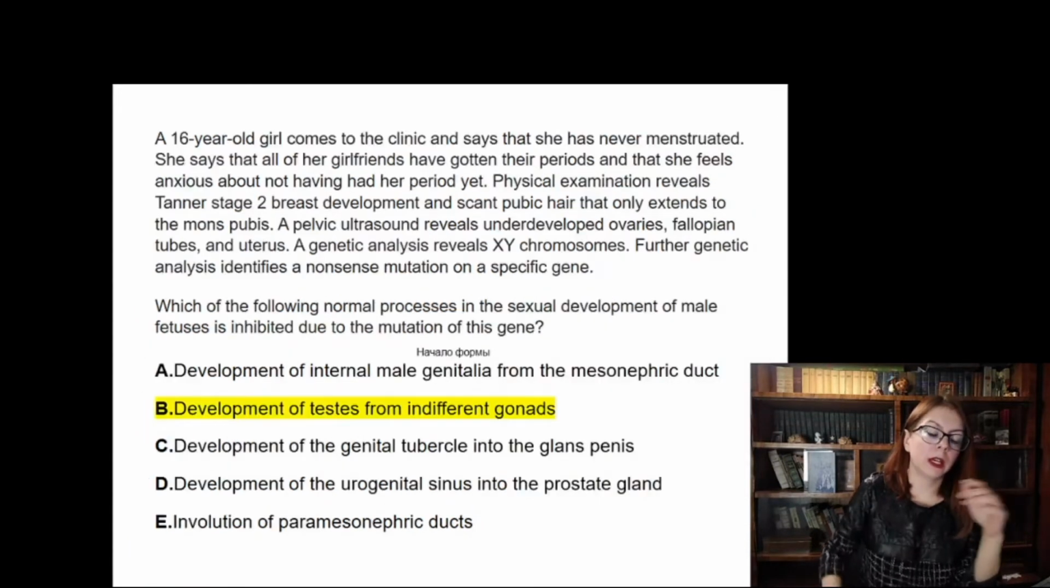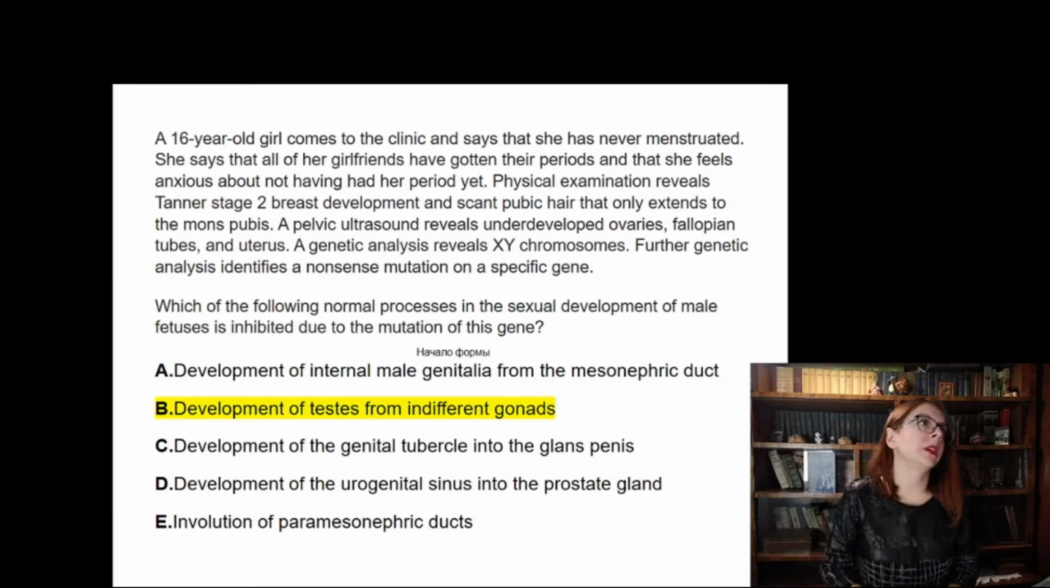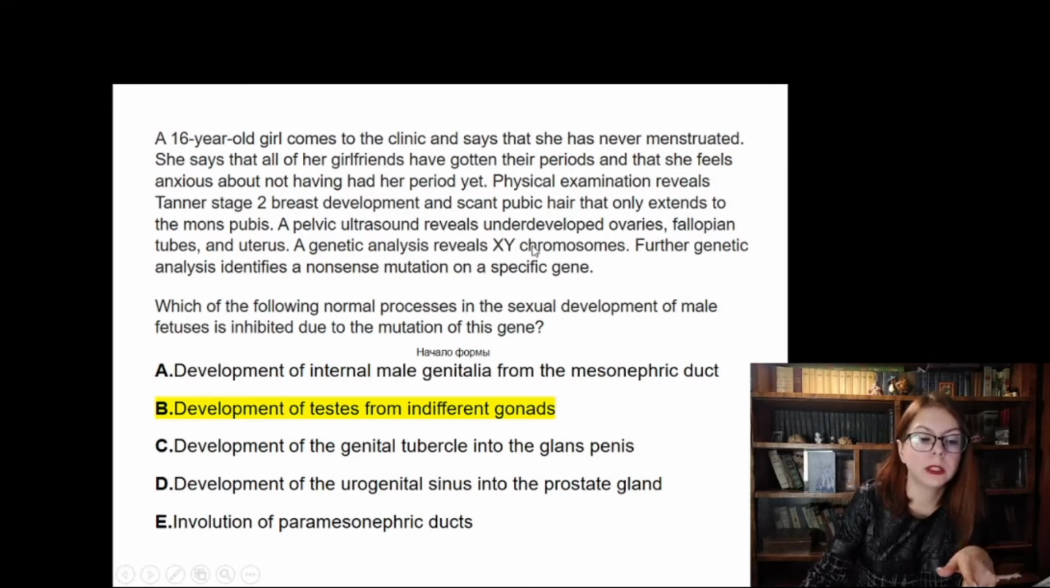Okay, I think another question should be put here. I forgot to pay attention to it in the last lecture, but let's now discuss this. A 16-year-old girl comes to the clinic and says that she has never menstruated. Physical examination and pelvic ultrasound reveal development of ovaries. The genetic analysis, and here I want to highlight, shows XY chromosomes. So a 16-year-old girl, but genetic analysis shows XY chromosomes, and it also identifies a nonsense mutation of a specific gene.